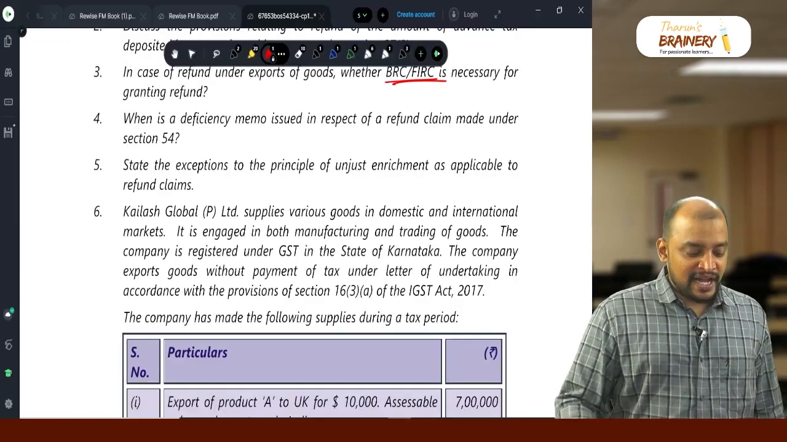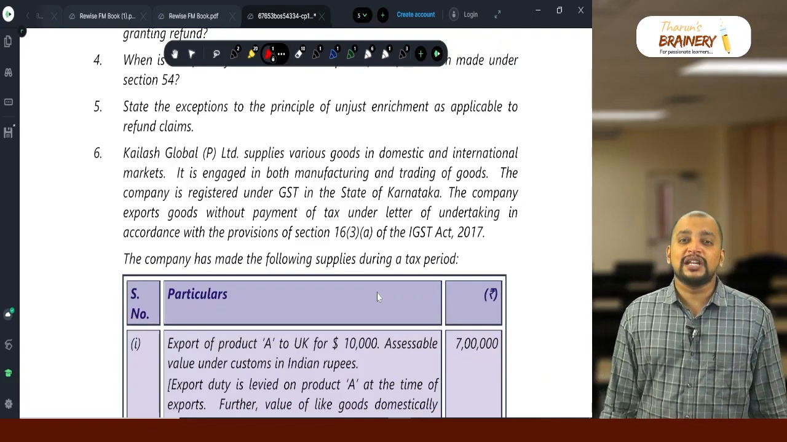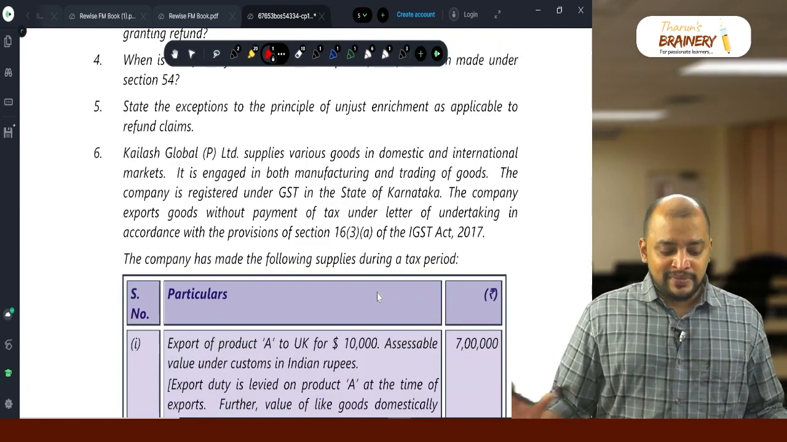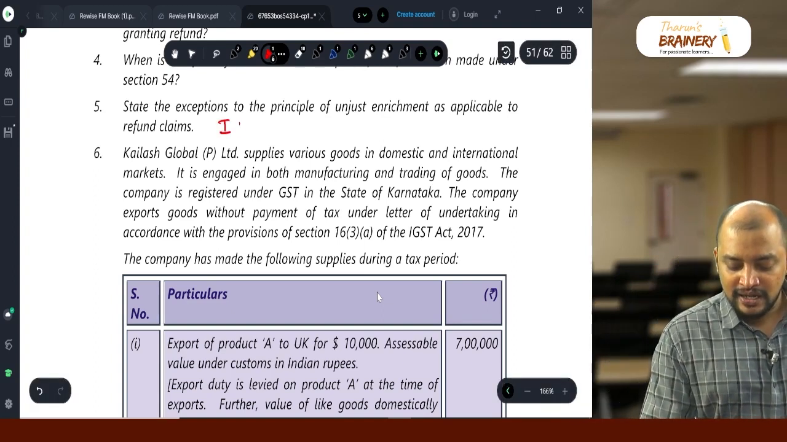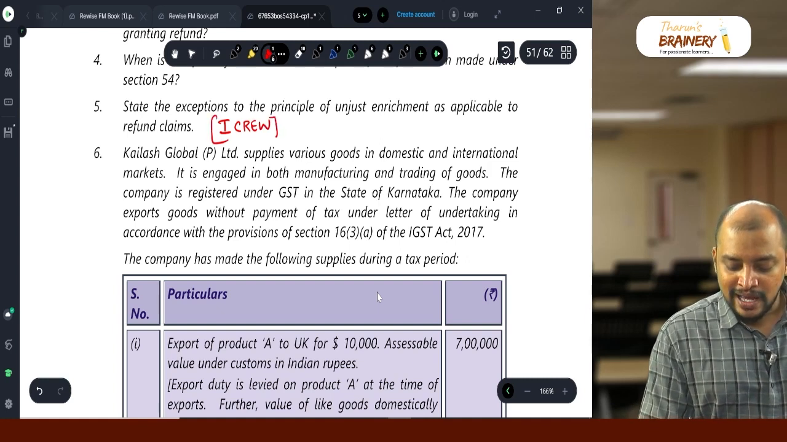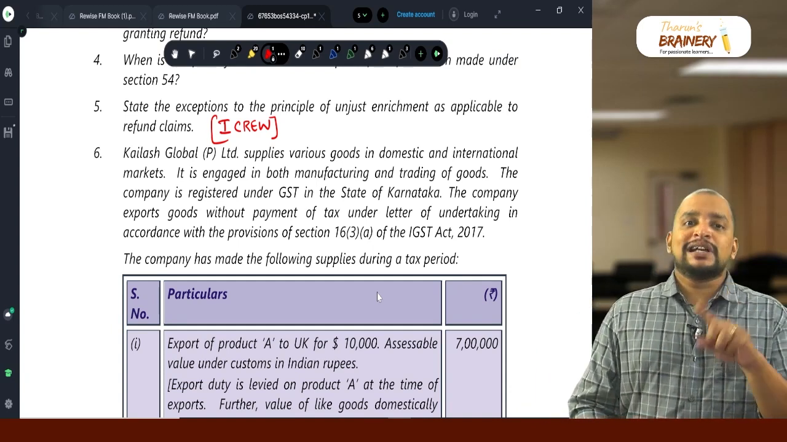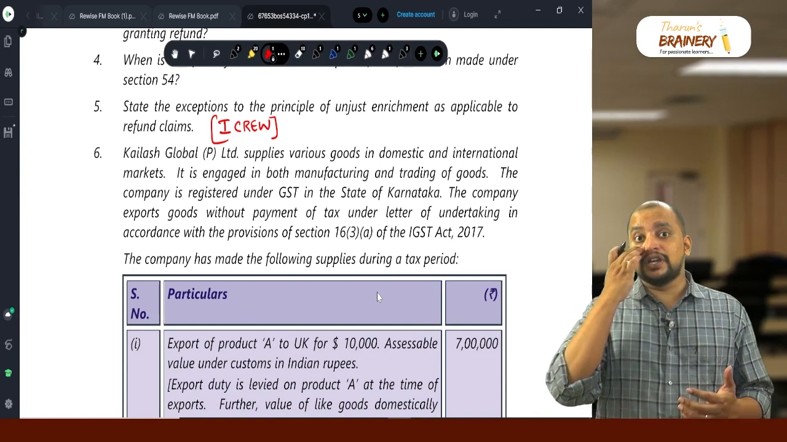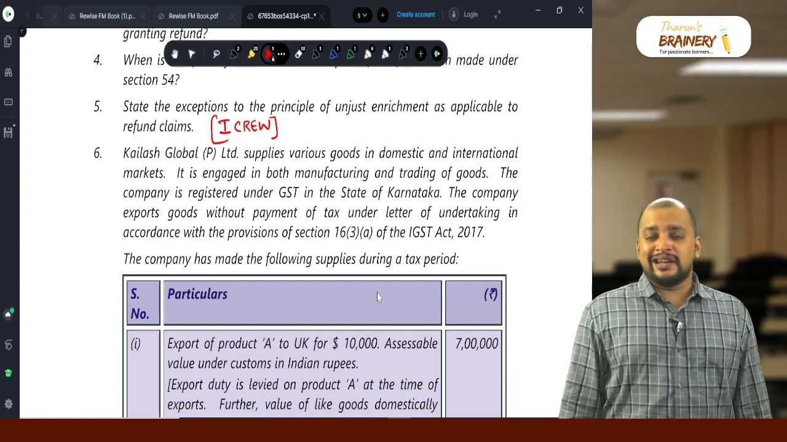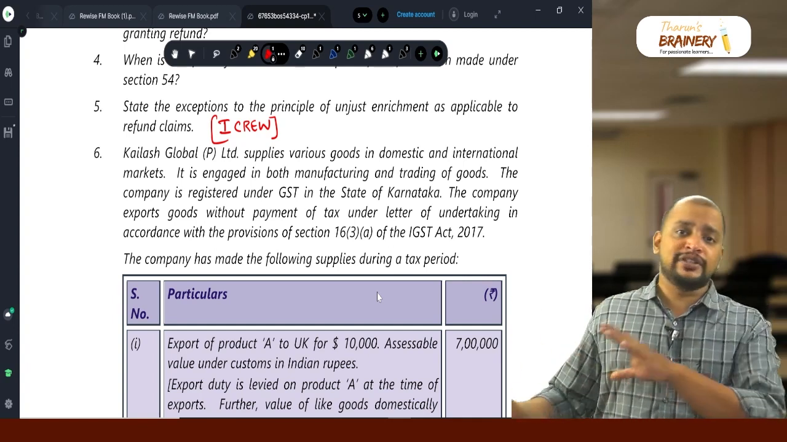Then number 5, state the exceptions to the principle of unjust enrichment as applicable to the refund claims. So you remember this with a keyword, that is ICAI. I for ITC refund. In case of ITC refund, no need to prove unjust enrichment. Generally at the time of making refund application, we need to prove that there is no unjust enrichment. What is unjust enrichment? That we have not passed on the burden to the next person.